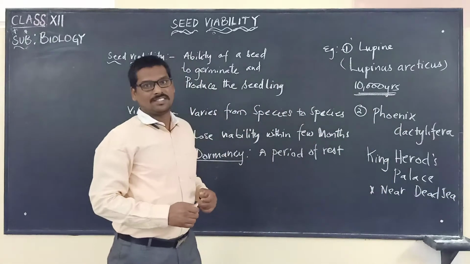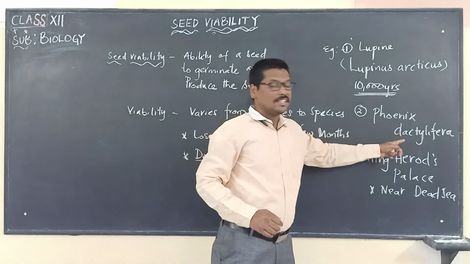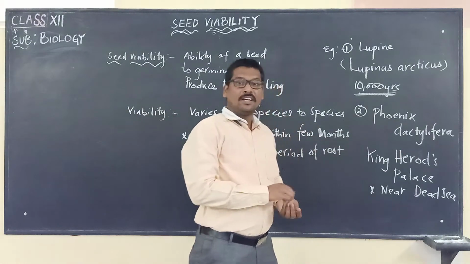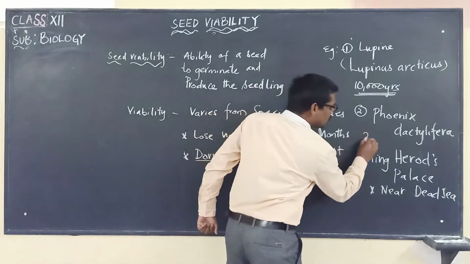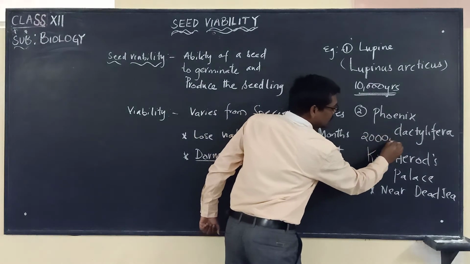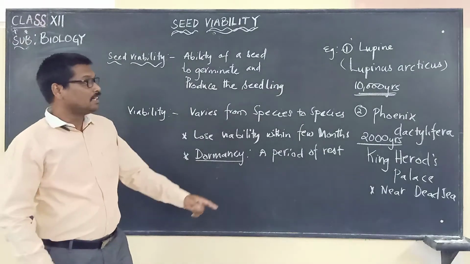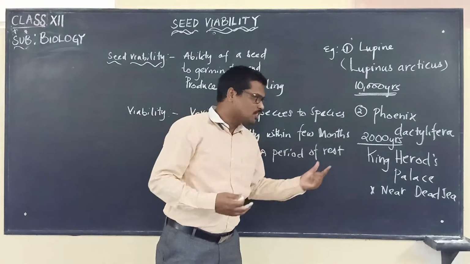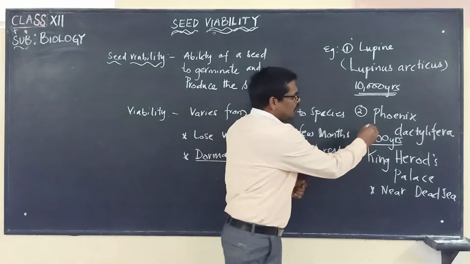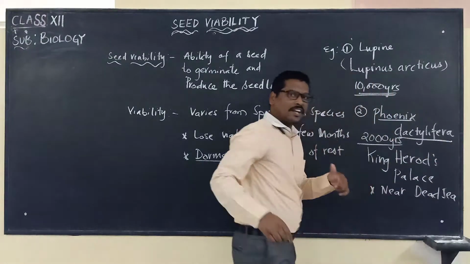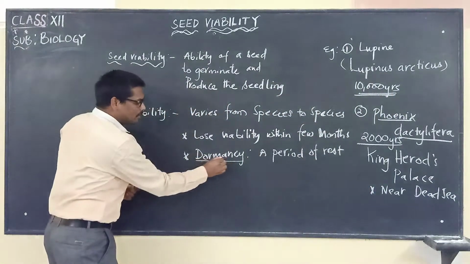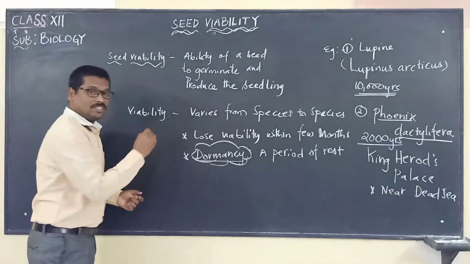They found seeds of Phoenix dactylifera, and after an estimated record of 2000 years, these seeds started to germinate and bear flowers. So all these 2000 years, the Phoenix dactylifera seeds were in the dormancy stage.